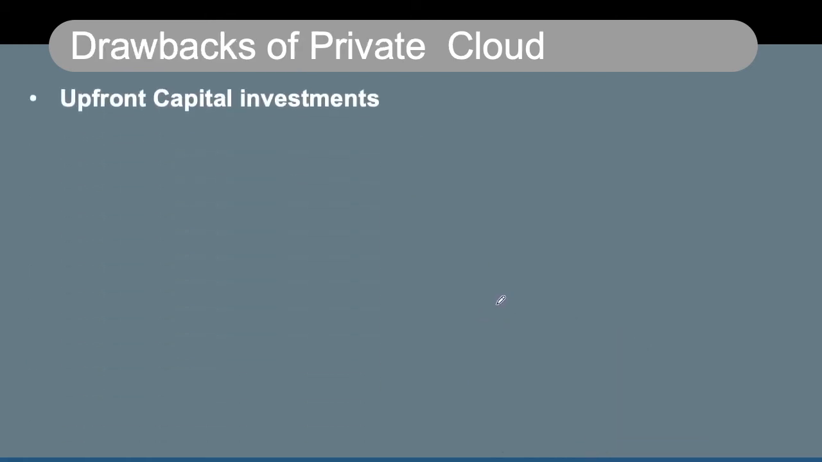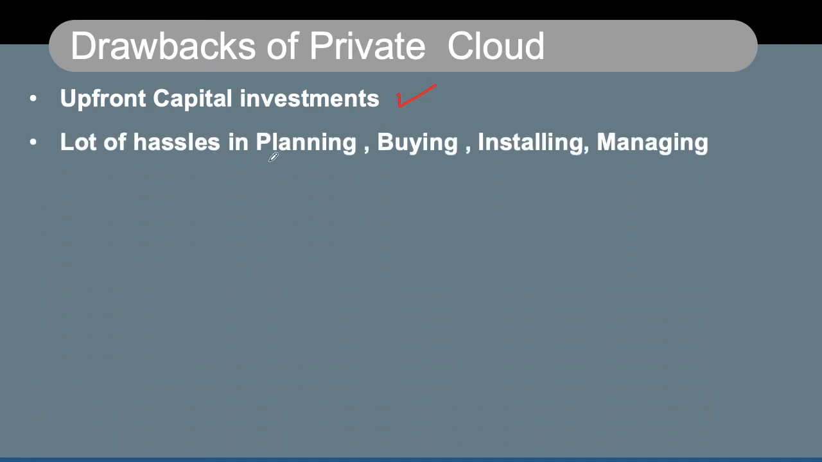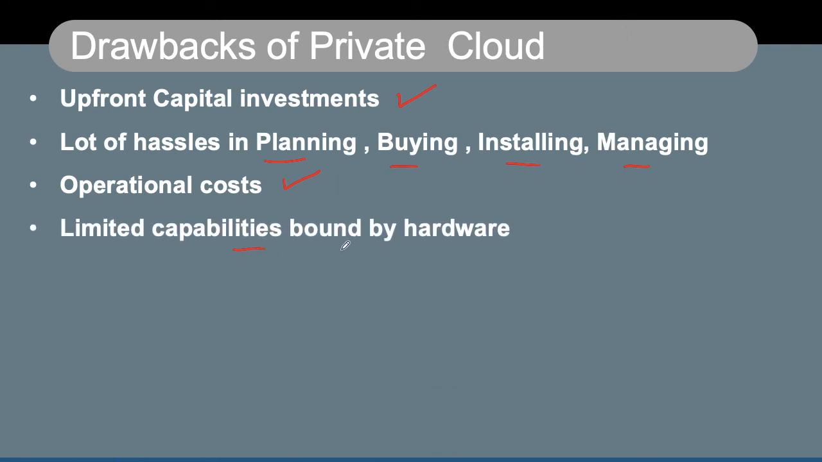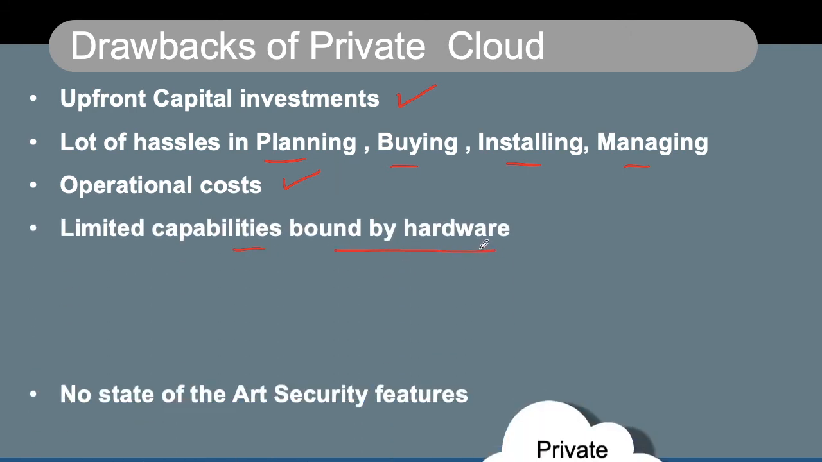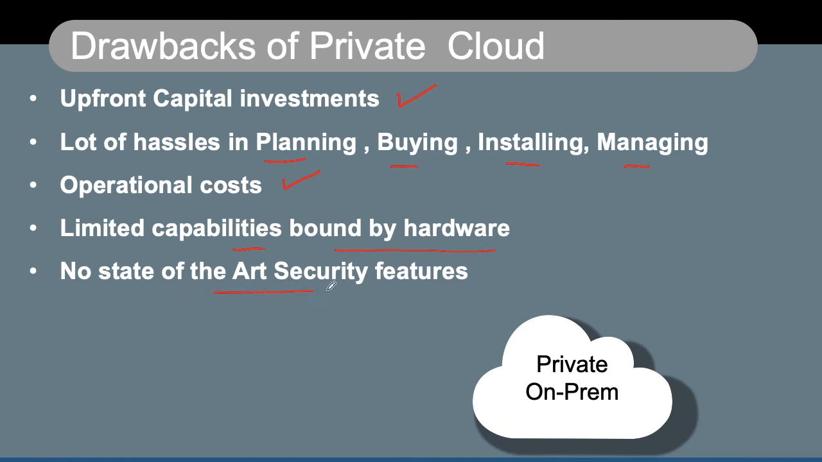Drawback of private cloud, it will have upfront capital investment. So whenever you want to build your own cloud, you need to make some upfront capital investments. Lot of hassles in planning, buying, installing, and managing hardware. Operational cost, you will have a lot of operational cost to manage this hardware. Limited capabilities bound by the hardware which is available, and no state-of-the-art security features. So you will not have advanced functions, features, as well as security features because this is specially designed for one particular organization.